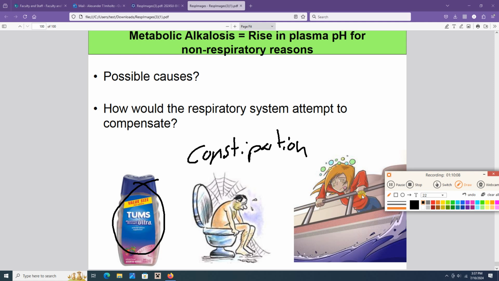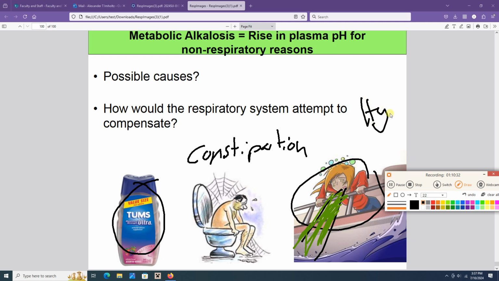Or if you lose too much acid because you're vomiting, then you can become more basic if you lose too much acid. Okay. How would the respiratory system compensate? Well, we would compensate by hypoventilating in order to retain CO2 and thereby retain acid.